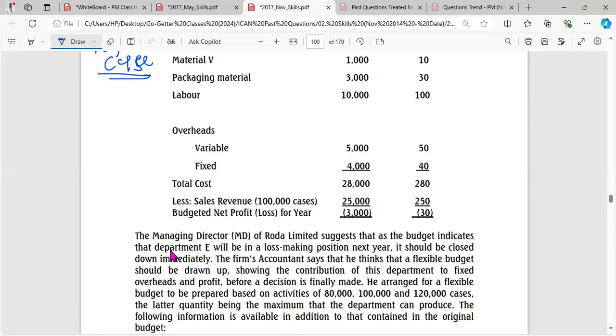Now, the managing director of Roda Limited suggests that as the budget indicates, Department E would be in the loss-making position. Now, it made a loss of 3 million, that Department E would be in the loss-making position next year. It should be closed down immediately. Now, who is thinking about this? This is the managing director. Now let's listen to the accountant.